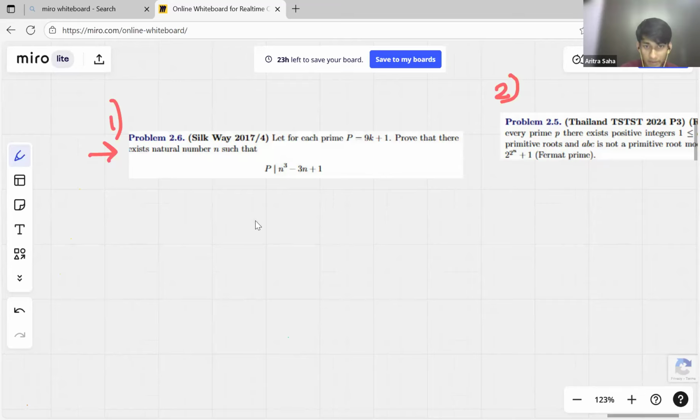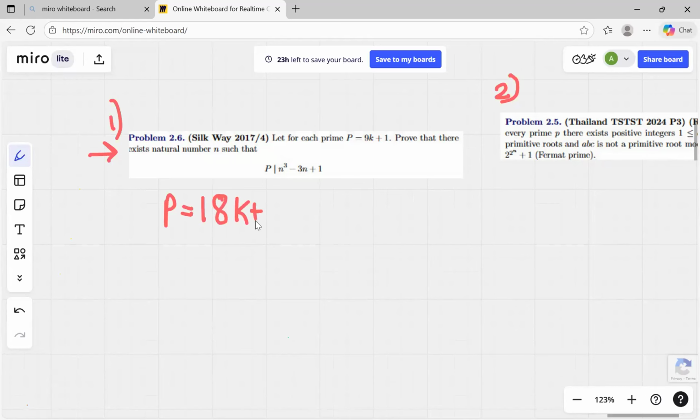Obviously, p is 9k plus 1 means p is 18k plus 1, because primes can't be even, at least if p is not 2, which it obviously isn't in this case. And try to think primitive roots. That's what we are doing. What more hint can I give?